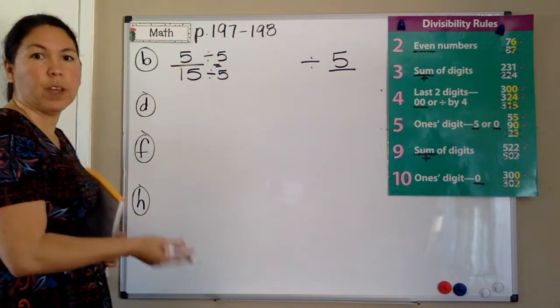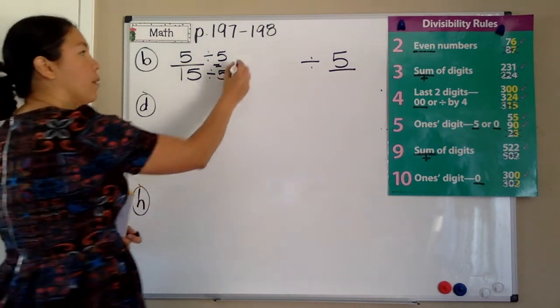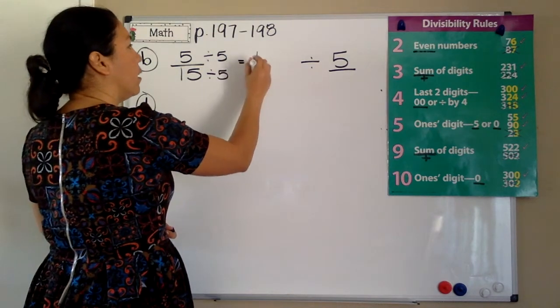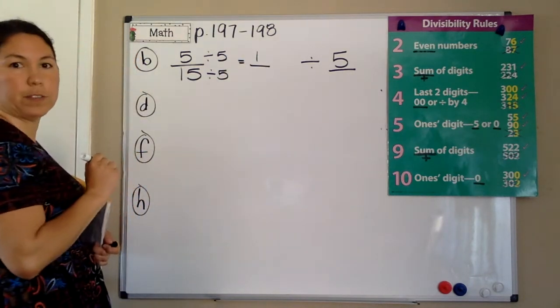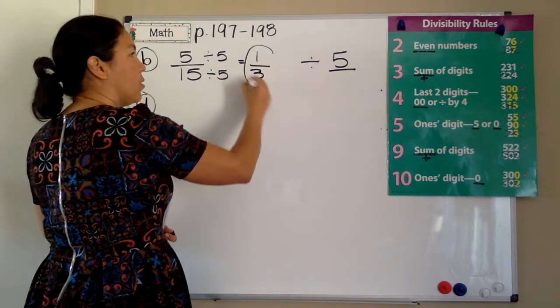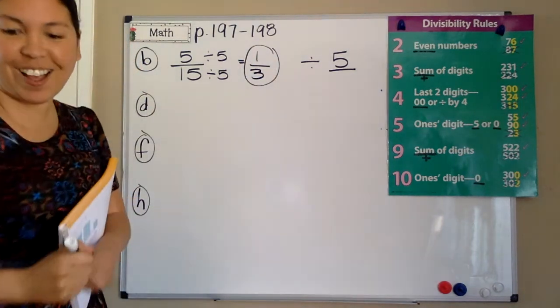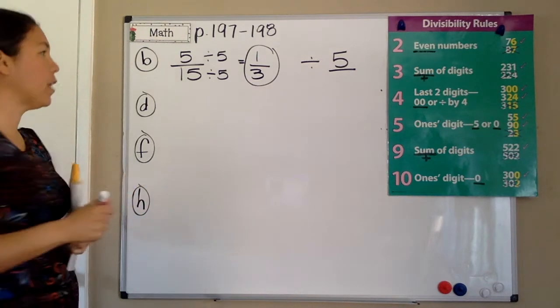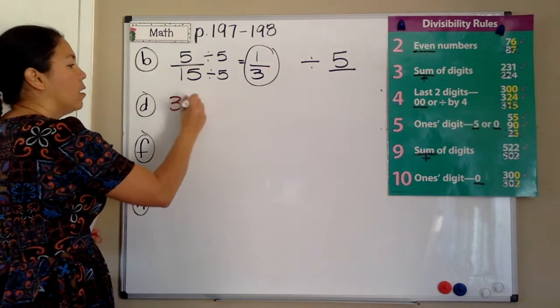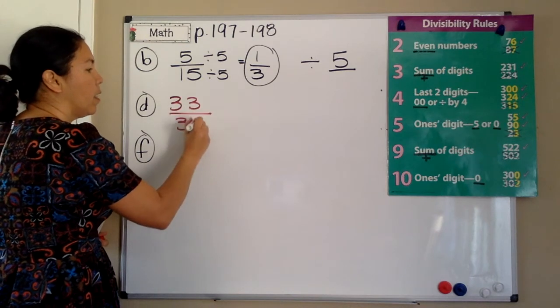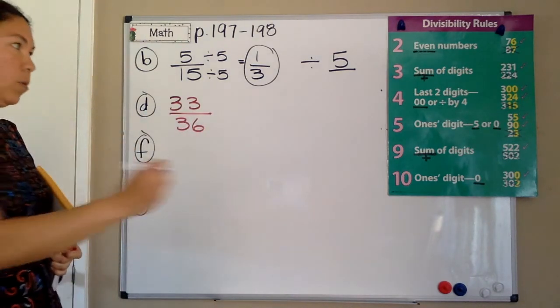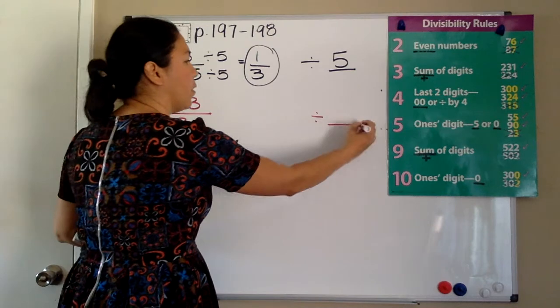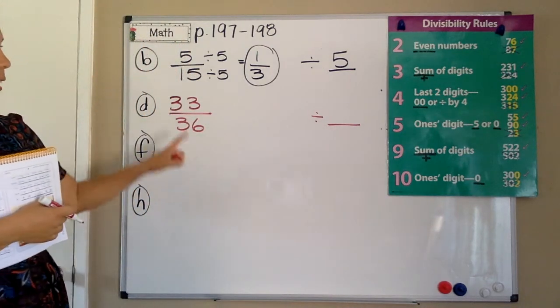We have room. So how many 5s can go into 5? 1. How many 5s can go into 15? 3. So my answer is 1/3. Good job. Let's do another one. D. Letter D says 33 over 36. Okay, so we're saying what can go into 33 and 36?